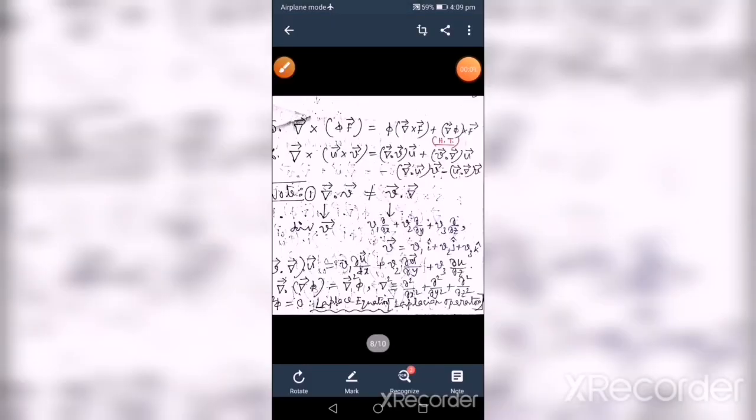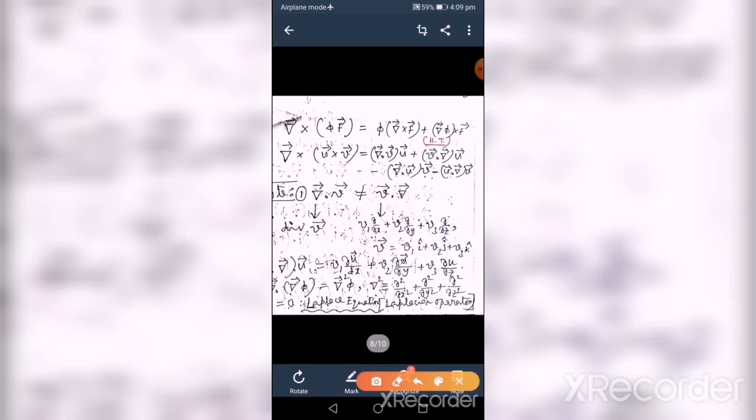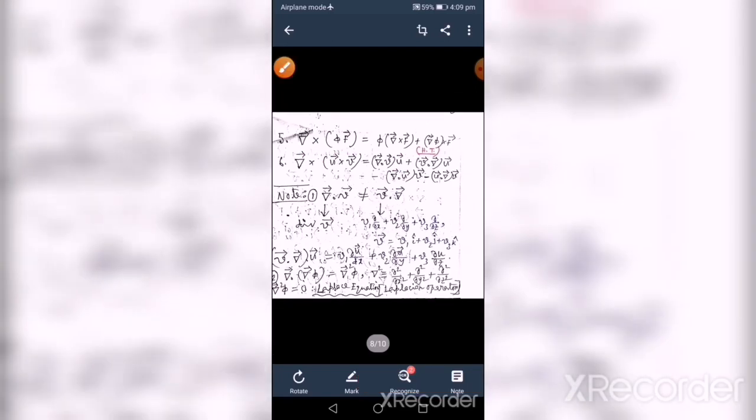These are the problems 5 and 6 which you have to do yourself. This is 5, this is 6. 5 is del cross phi f equal to phi del cross f plus del phi cross f, and 6 is del cross u cross v equal to del dot v u plus v dot del u minus del dot u v minus u dot del v. So these two things you have to do yourself.